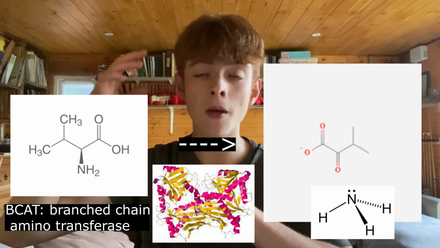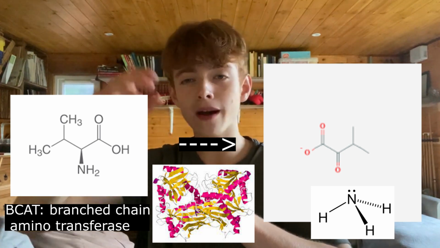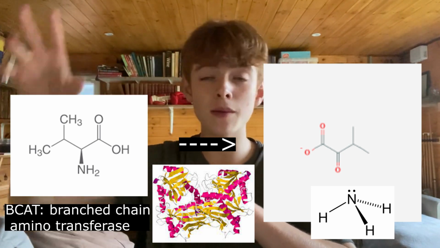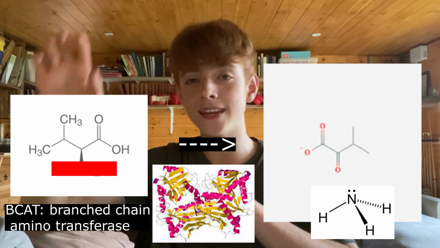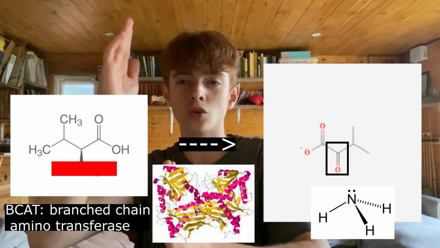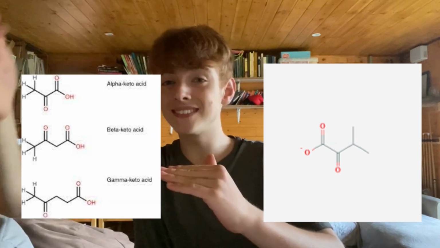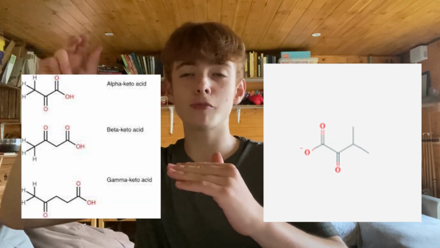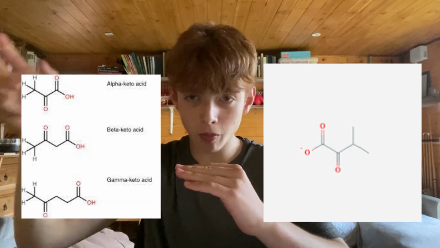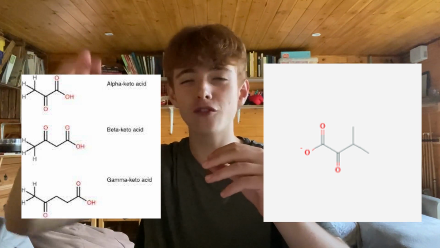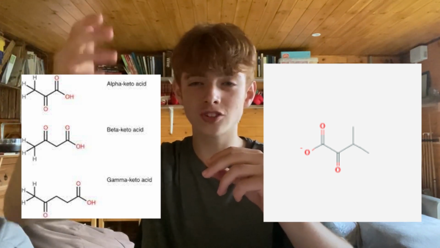Alpha keto acids are carboxylic acids, but they've now had the amine group removed and they have a ketone group opposite the carboxylic acid double oxygen bond. There's things like beta keto acids, gamma keto acids, depending on where the oxygen double bond is. But that is essentially how alpha keto and beta keto acids work.